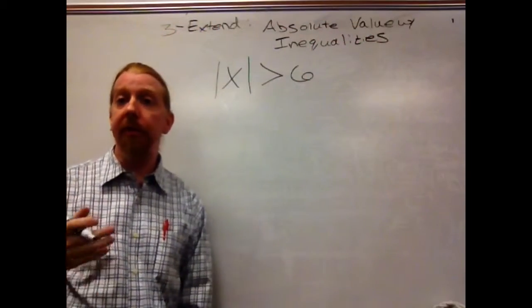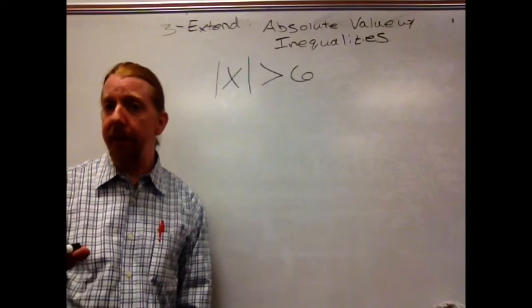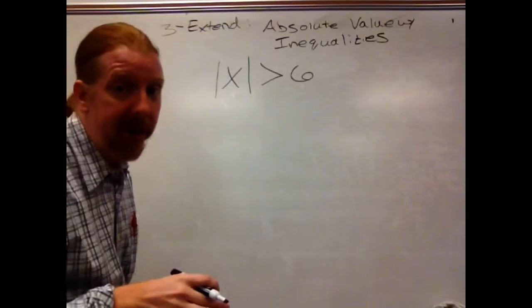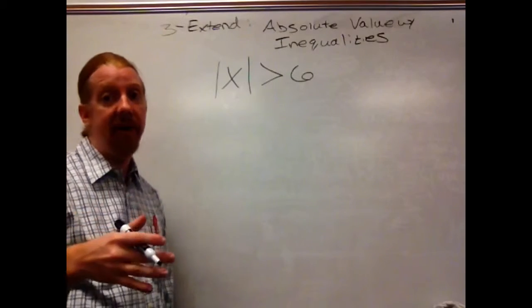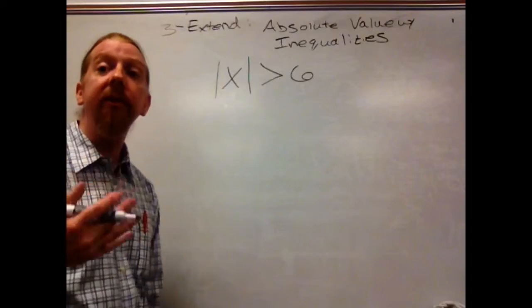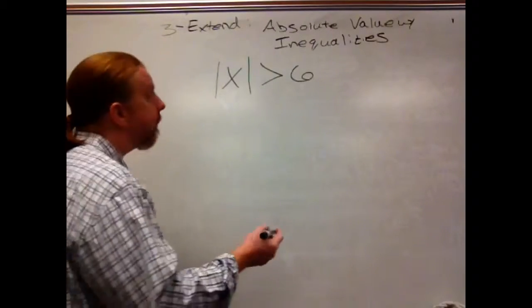Let's start with a fairly simple example of this. I'm just going to take a variable and an absolute value case and talk about its number. The absolute value of x must be greater than 6. Let's approach this the same way we approached it last time by considering actual values I can throw in to see what we get.